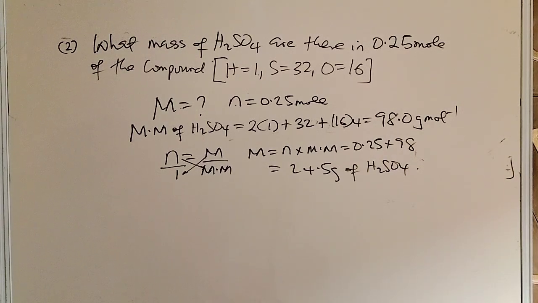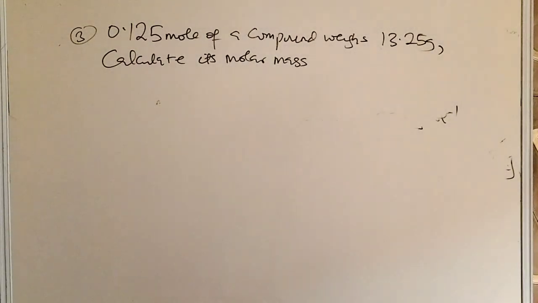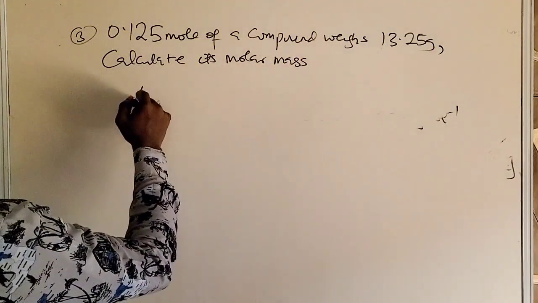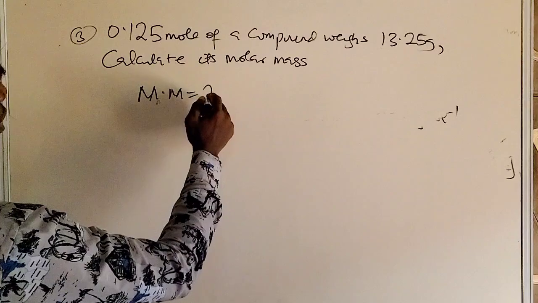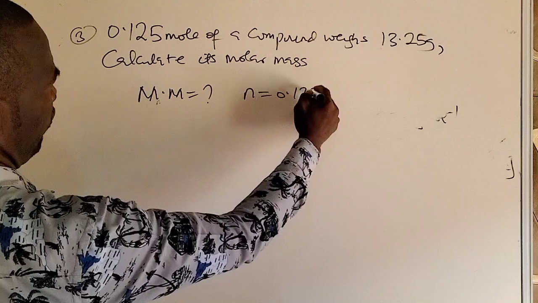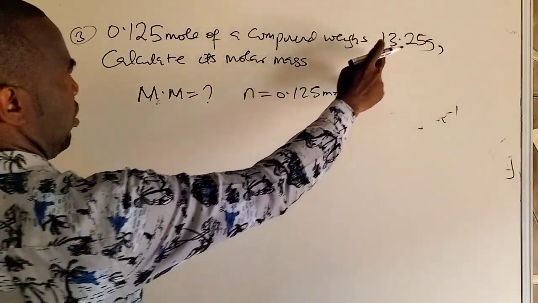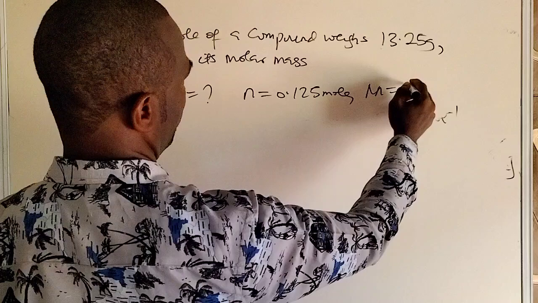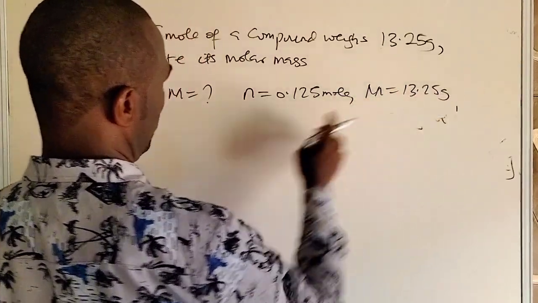Move to the third example. Look at the question on the board that says 0.125 mole of a compound weighs 13.25 grams. Calculate its molar mass. The first thing we ask ourselves is what we're looking for. We're looking for the molar mass of the compound. So this is the number of moles, 0.125 mole. The mass of the compound is 13.25 grams.